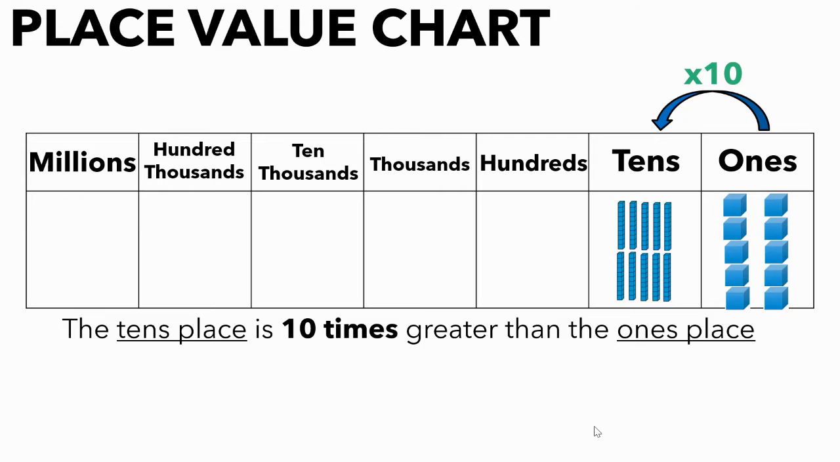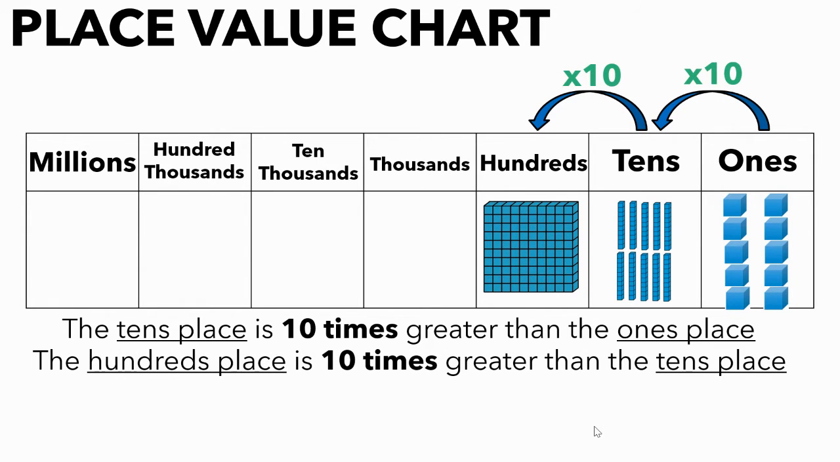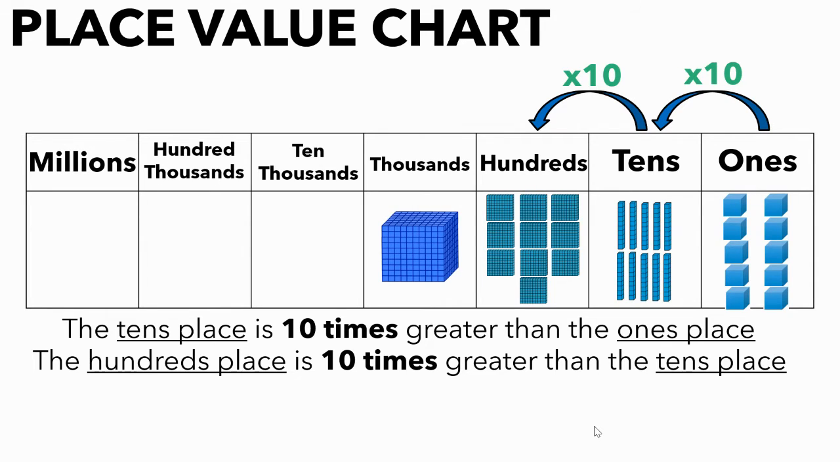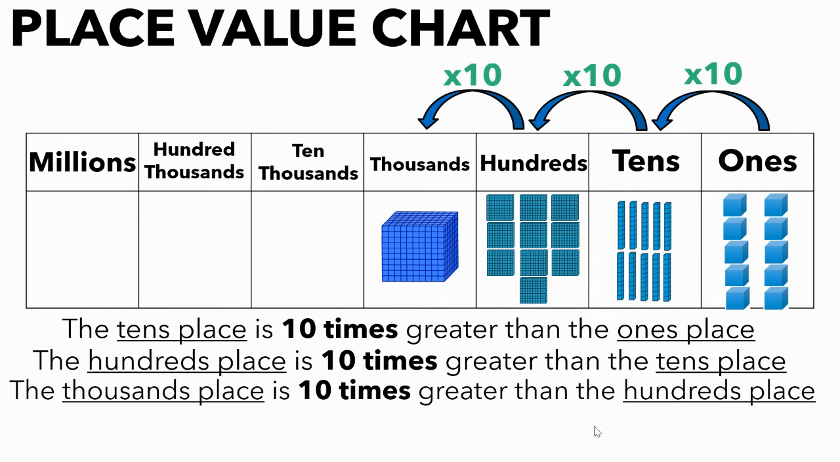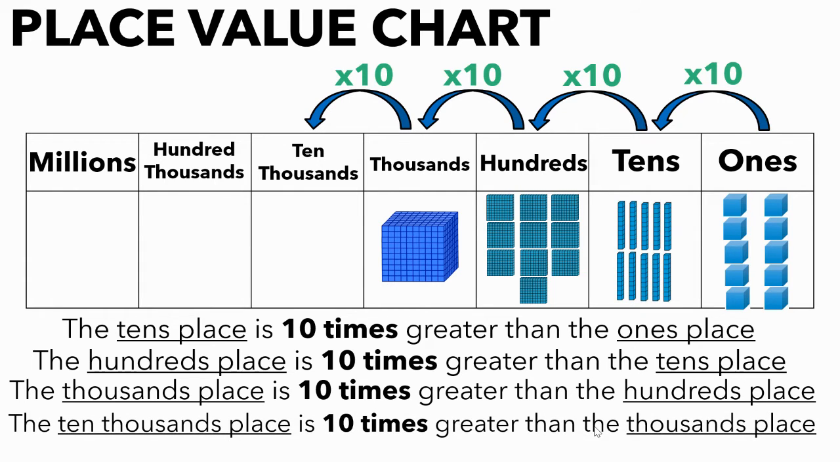Here, we need 10 tens rods to make one hundreds grid. Since we need 10 tens rods to make one hundreds grid, the hundreds place is 10 times greater than the tens place. We also need 10 hundreds grids to make one thousands cube, so the thousands place is 10 times greater than the hundreds place. We can continue this pattern and see that the 10,000s place is 10 times greater than the thousands place. The 100,000s place is 10 times greater than the 10,000s place, and the millions place is 10 times greater than the 100,000s place.